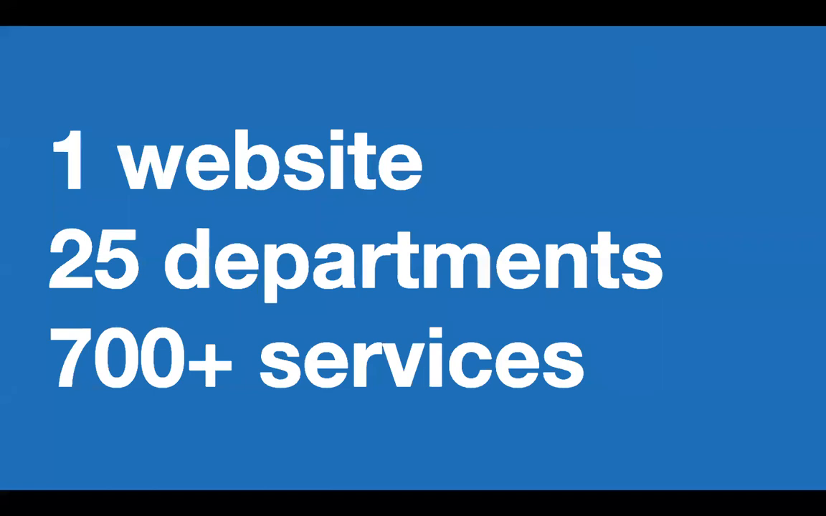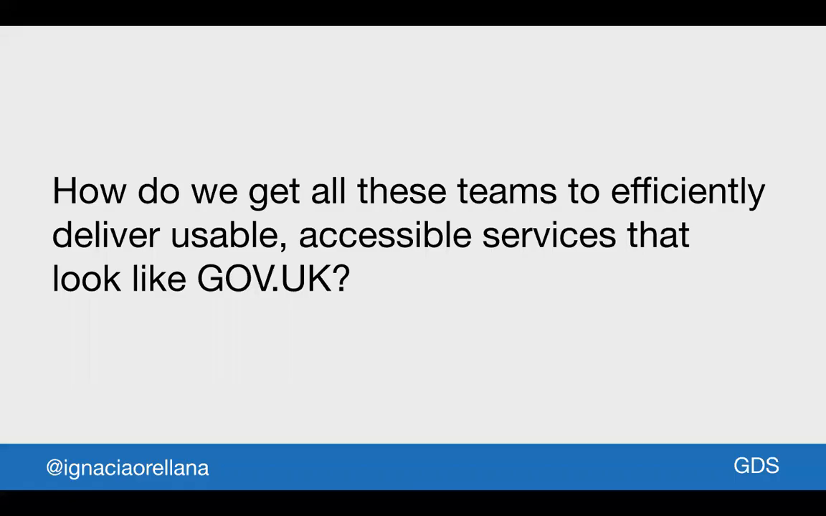So we know that while GOV.UK might look like a single website, it's actually designed and delivered by hundreds of service teams from across 25 different departments around the whole country, all working independently and at the same time. So our challenge here is, how do we help those teams effectively deliver usable, accessible services that look and feel like gov.uk?